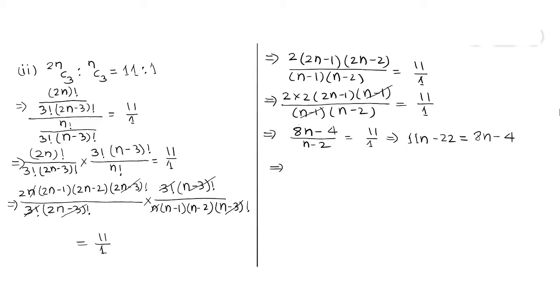This gives us 11n minus 8n equal to 22 minus 4. This gives 3n equal to 18. Therefore, n equal to 6. This is the solution of second part of the question.